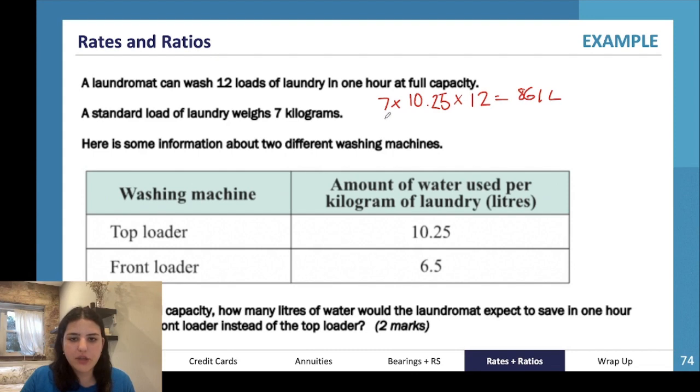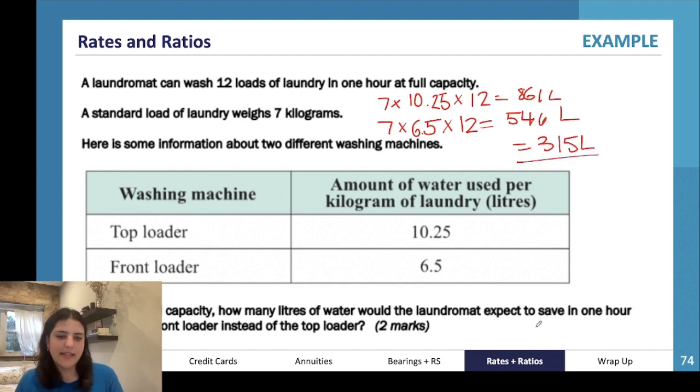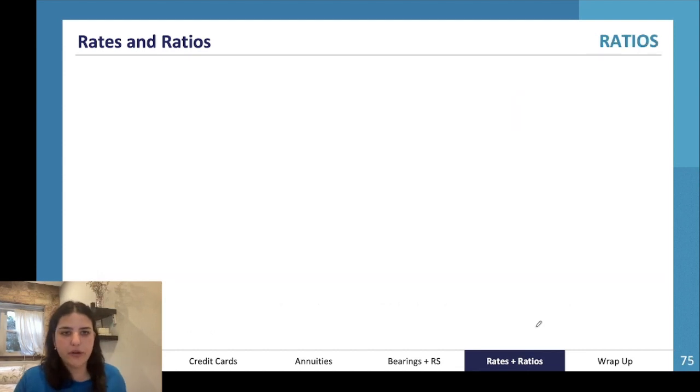And the second one we're doing is 7 kilos, 6.5 liters, and 12 loads of laundry. And that one's 546 liters. So we're going to find the difference, 861 minus 546. We're going to find a difference of 315 liters expected to save by using the front loader instead of the top loader.